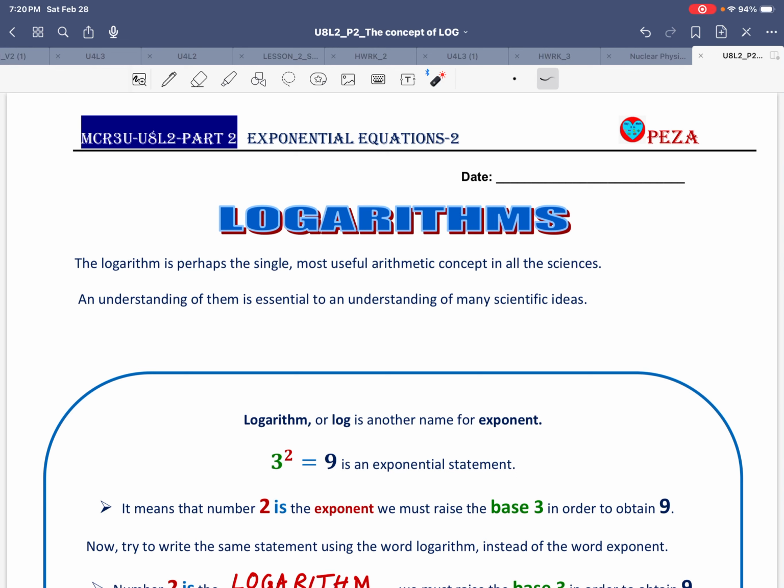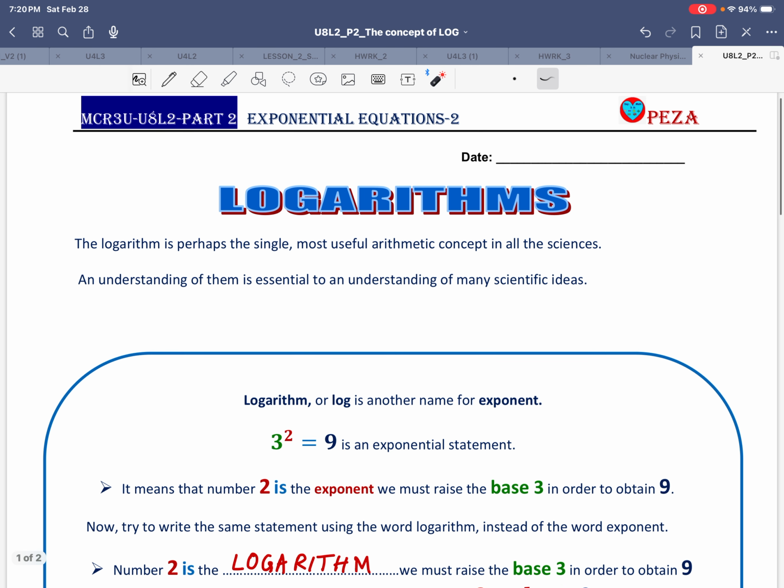In this video, we'll discuss one of the most useful arithmetic concepts in all sciences, logarithms. Understanding them is very important in understanding many scientific ideas. And before we get started, I'm going to ask you to grab your calculator because we're going to use it to evaluate different expressions that contain logarithms.